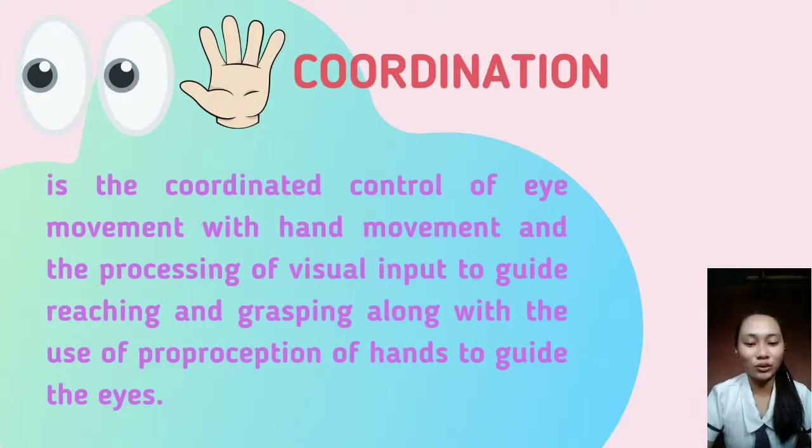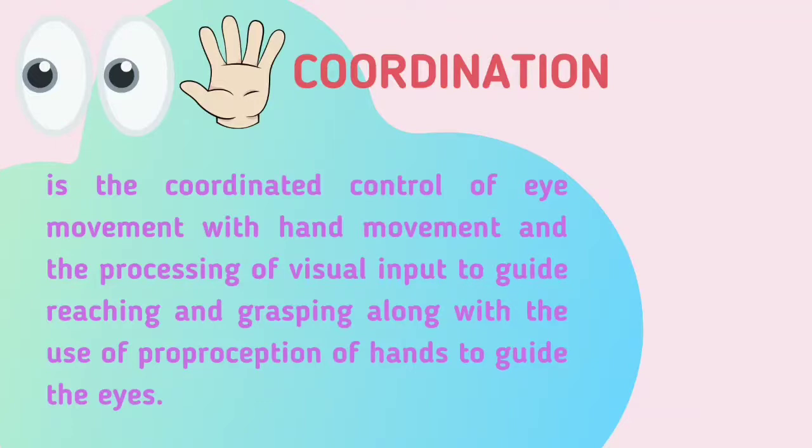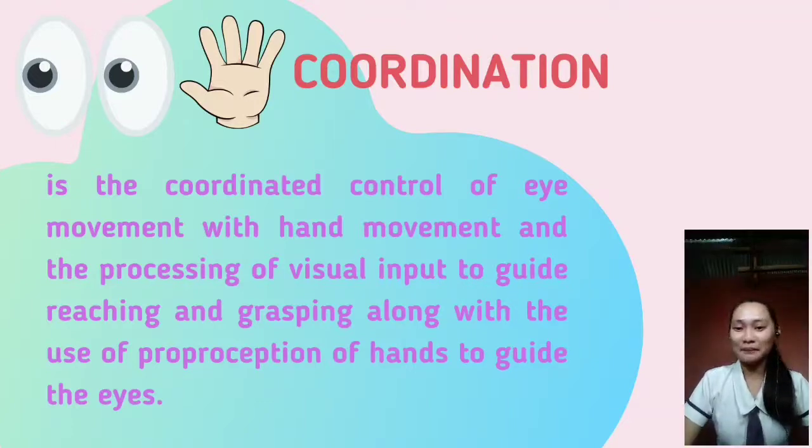In most of our creative activities and endeavors, we integrate eye-hand coordination as we inhibit our usual body functioning. What is eye-hand coordination? It is the coordinated control of eye movement with hand movement and the processing of visual input to guide reaching and grasping, along with the use of proprioception of the hands to guide the eyes. Eye-hand coordination is the ability to do activities that require simultaneous use of our hands and eyes.